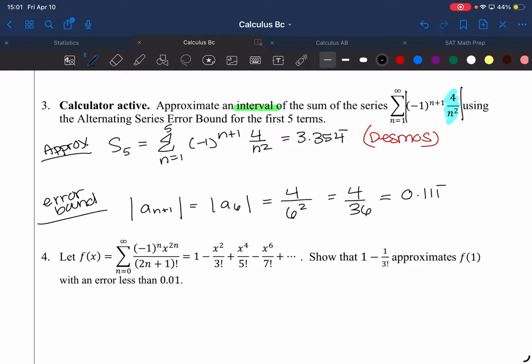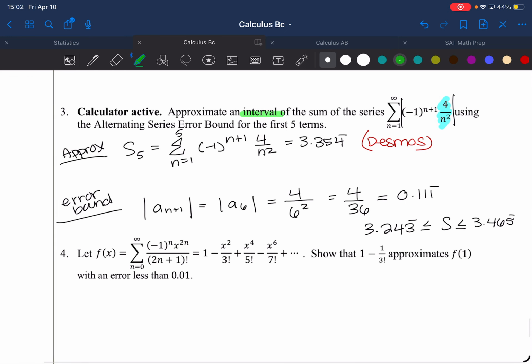So for example, if I subtract 0.111 from 3.354, I'm going to get 3.243 repeating is less than or equal to the actual sum S, which is less than or equal to, and then now I'm going to add those two values together. And so I get 3.465 repeating. So this answer of the interval is what they were asking for, so this is the answer.